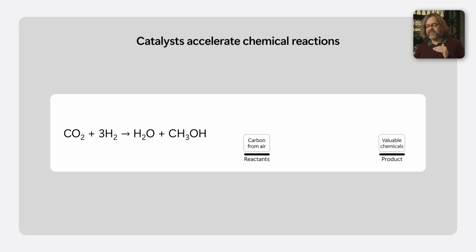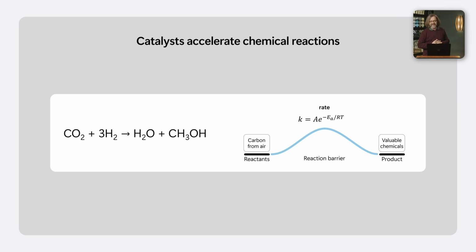And that is determined by the energy barrier through which the molecules have to go. It's like a mountain pass. When you want to cross the mountains, you have to climb up to a pass, and then you walk down again. And the rate of the reaction depends exponentially on the height of that barrier. Thus, to make it faster, I want to reduce the barrier height. We can do that with a catalyst.